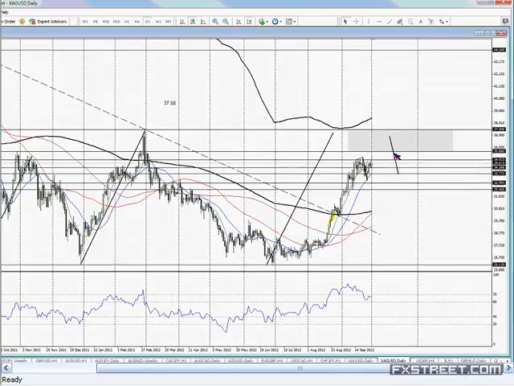Now the target for that would be back to our current consolidation area. Maybe towards the bottom of it. But again, as far as trade management goes, I would start managing it, locking it in when the market comes back to the top of the current consolidation area.